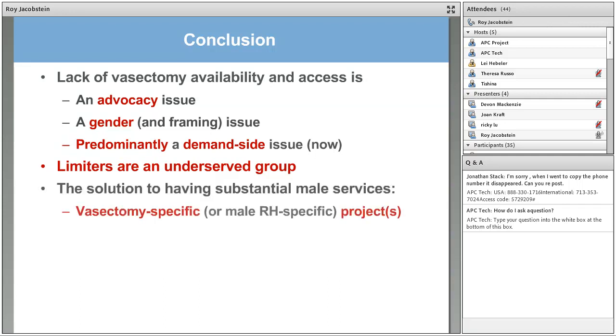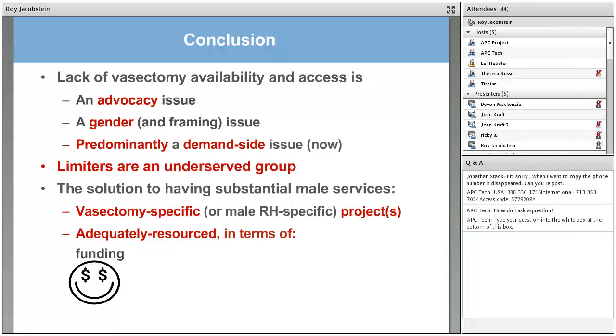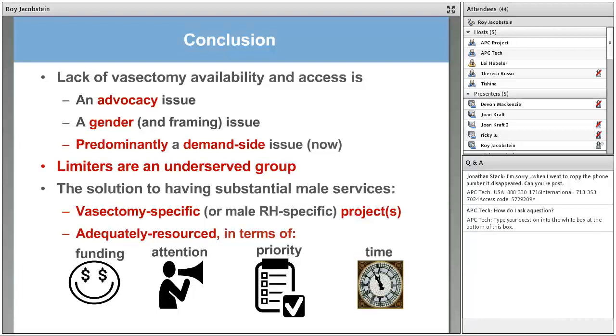So the solution is to have substantial male services. If possible, vasectomy-specific efforts would be helpful. If that's not feasible, male reproductive health projects that involve various aspects of male reproductive health, including circumcision for HIV, treatment of STDs, treatment of infertility, that could all be part of a male reproductive health program. And then we need adequate resources. And this is in terms of funding, in terms of attention, in terms of priority, and in terms of time.